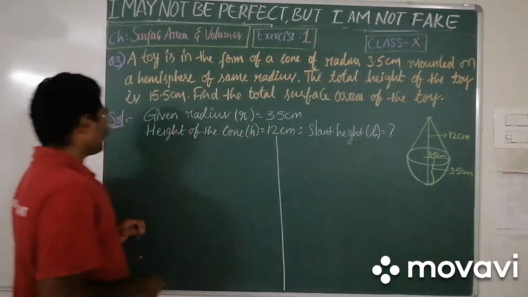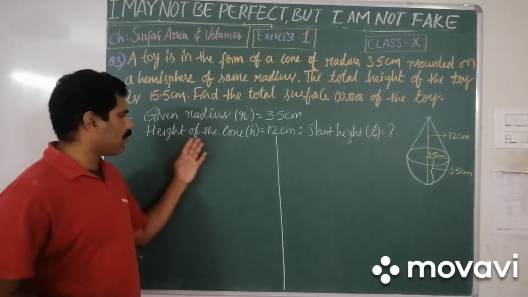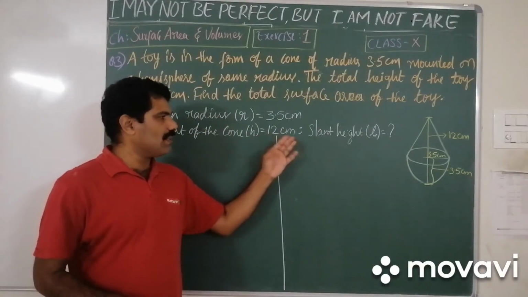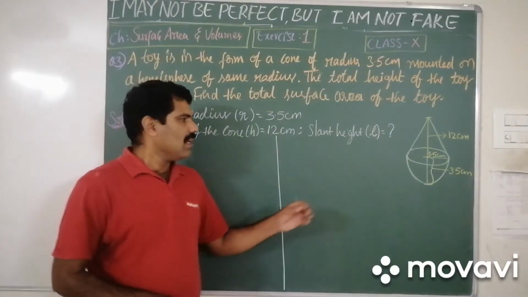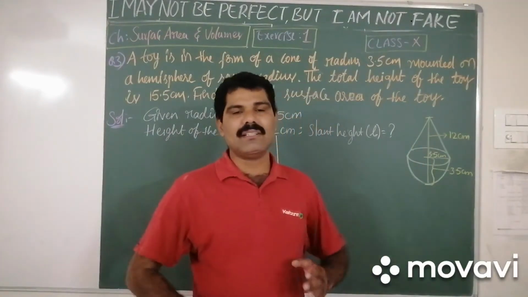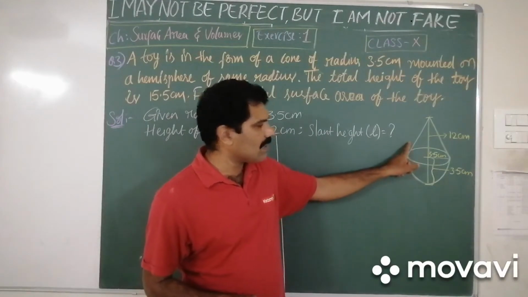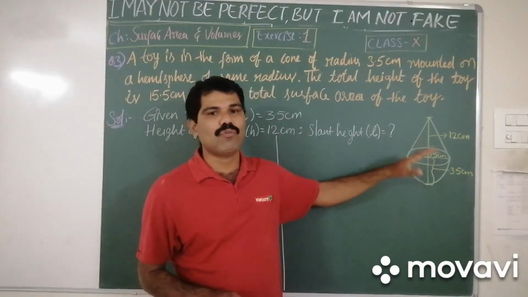Okay. Now, the given data here is radius 3.5 centimeters and the height of the cone h is 12 centimeters. And slant height, see, we need slant height to find the surface area of the cone. They have not given the value of slant height and we have to find it.